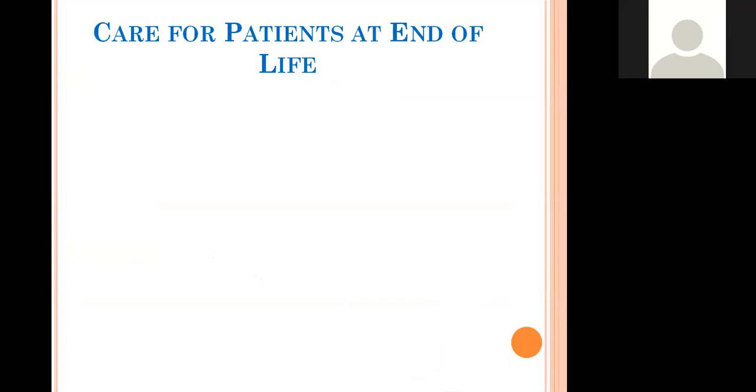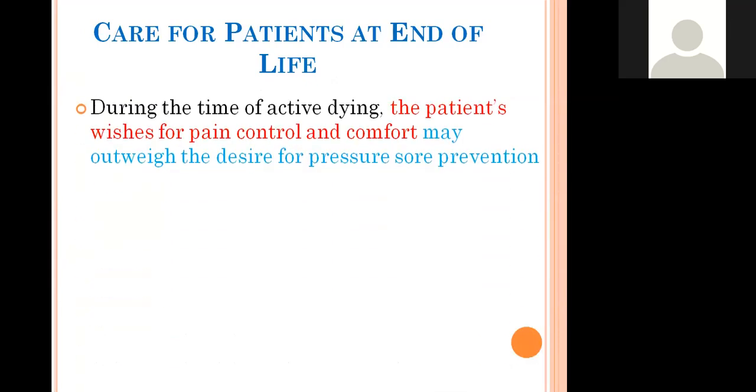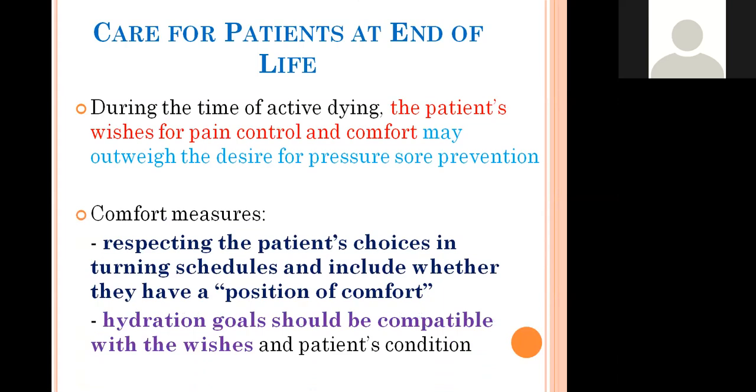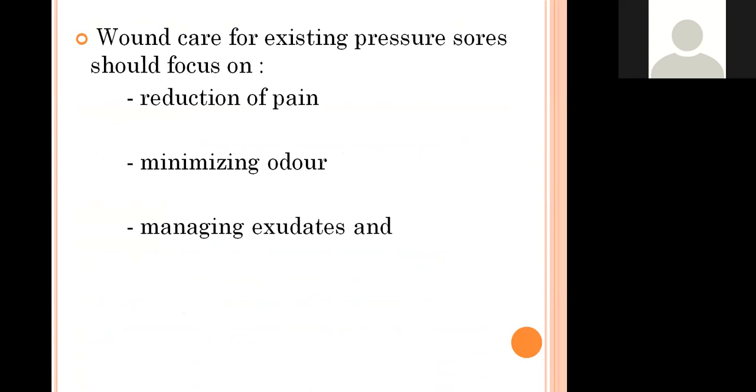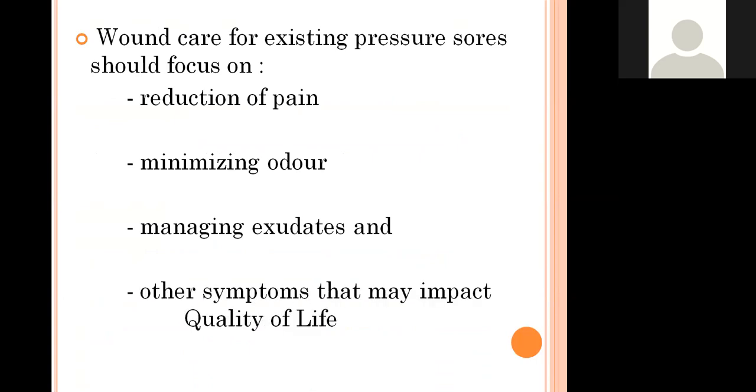So when caring for patients at end of life, it is important to remember that during the time of active dying, the patient's wishes for pain control and comfort may outweigh the desire for pressure sore prevention. Providing comfort measures like respecting the patient's choices in turning schedules and whether they have a position of comfort. And hydration goals should be compatible with the wishes and the patient's condition. And wound care for existing pressure sores should focus on reduction of pain, minimizing odor, managing exudates, and other symptoms that may impact the quality of life.